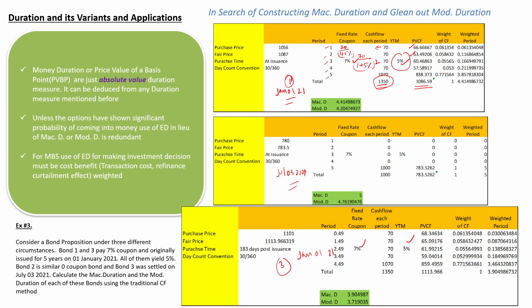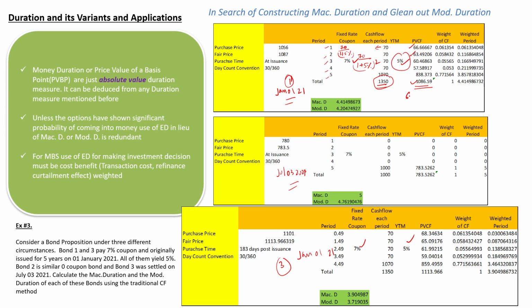The proceeds which you are going to get over the period of time, including your principal or the face value at the end of the tenor, the present value of those cash flows under the given yield to maturity and the fixed coupon that you will be receiving is 1086.59. Fairly easy to find out. Now, what we need to do is find out the weight of each of these cash flows. So how do we do it?